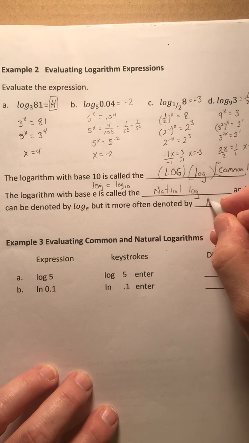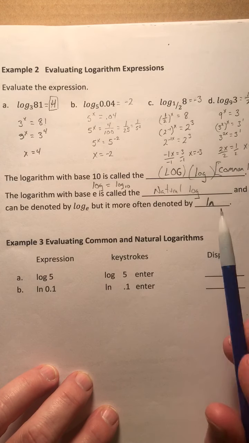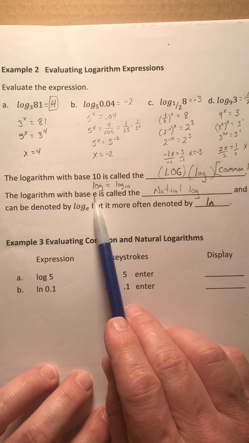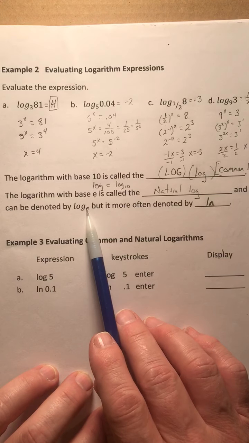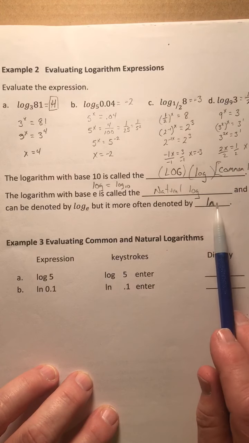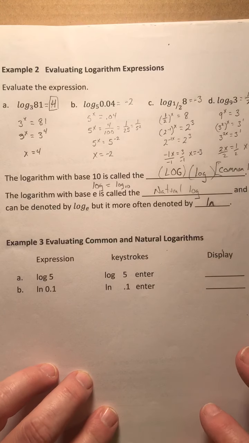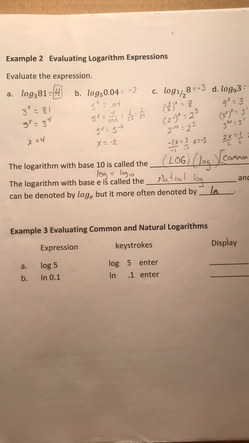ln, log natural. That is the natural log. Again, that is log base e. You need to use this later on. But you won't see it really written log base e. You'll see it as ln. In fact, in your calculator, it is ln. Those are the two buttons in our calculator, and I'm going to show you those right now.